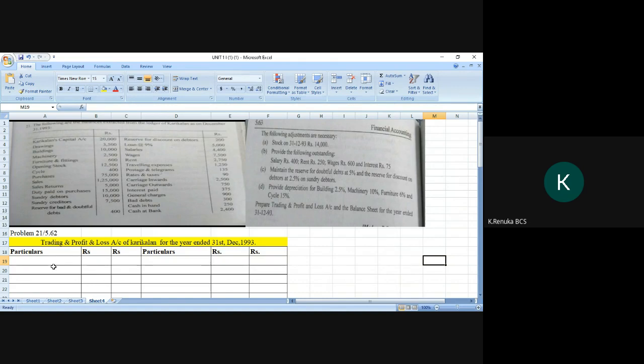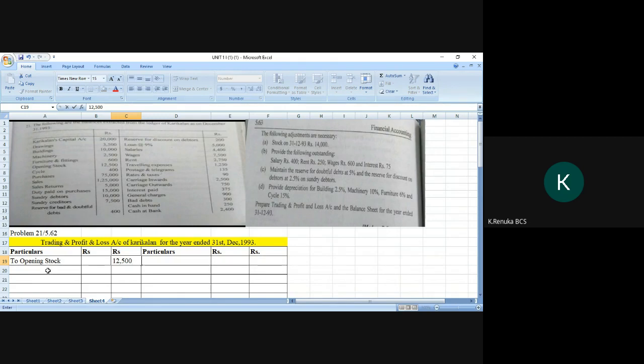First, the trading account is to be started with the opening stock. Opening stock is nothing but whenever we start a business, we need to start with the stock. So we open the trading account. All the expenses regarding the trading process have to be entered in the trading account. First we will start with opening stock. In the balances, they have given you the value as 12,500.